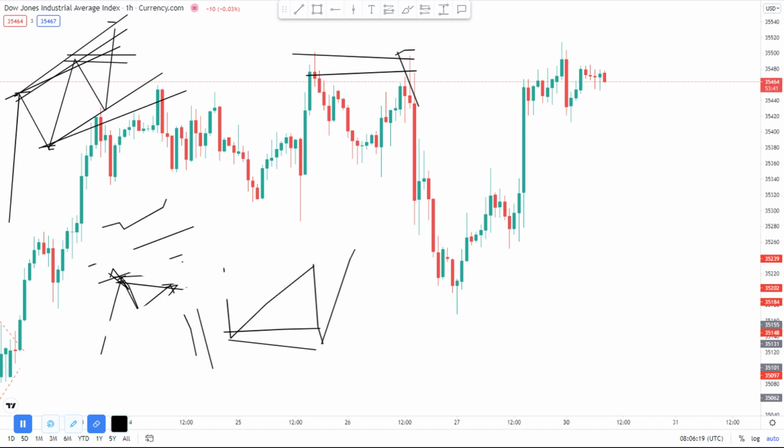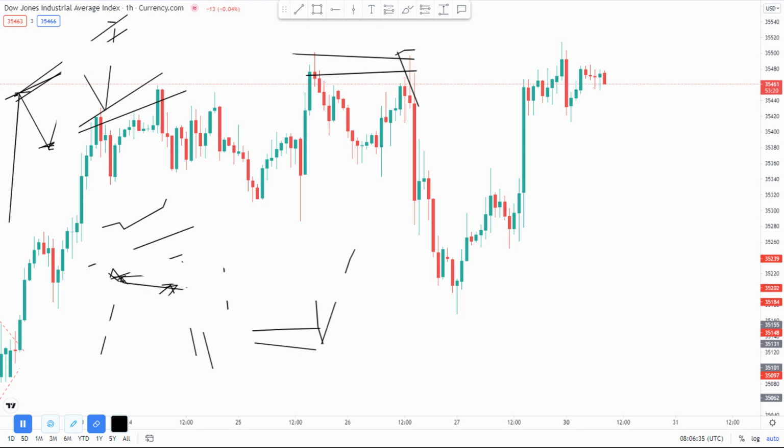So now let's dive in to today's analysis, what I think is going to happen today for US30. Please note this is not advice. I'm not responsible for any losses that can occur. Trading is not 100% accurate. You can lose some money. That's why risk management is very important. So let's get down to today's analysis.